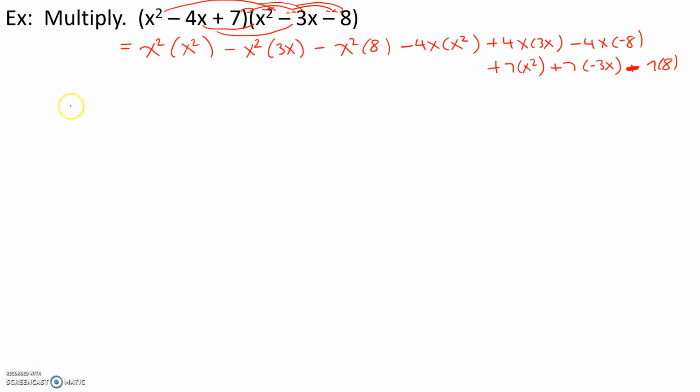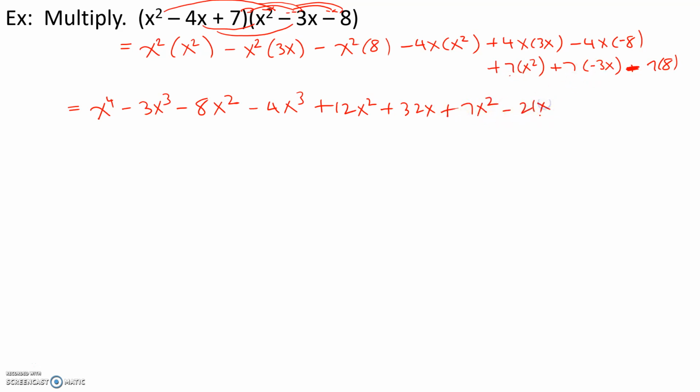Let's simplify this. This is x to the fourth. Negative x squared times 3x is a negative 3x to the third power. Negative x squared times 8 is negative 8x squared. Negative 4x times x squared is a negative 4x cubed. 4x times 3x, this is 12x squared. Negative 4x times negative 8, this is a positive 32x. 7 times x squared, 7x squared. 7 times negative 3x, negative 21x, minus 7 times 8, that is 56.